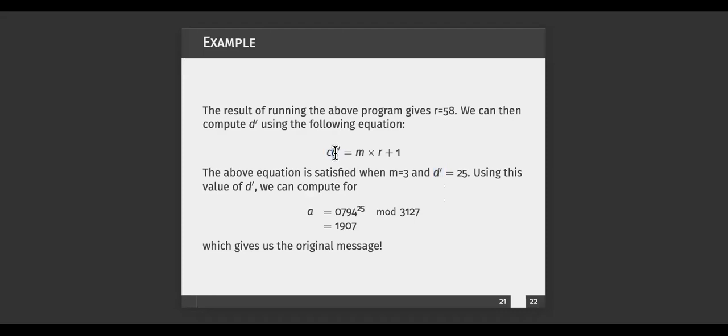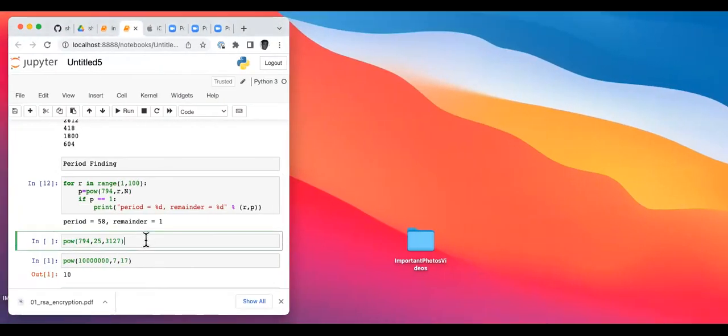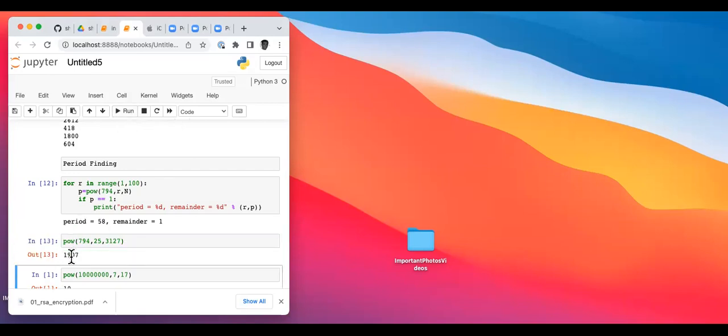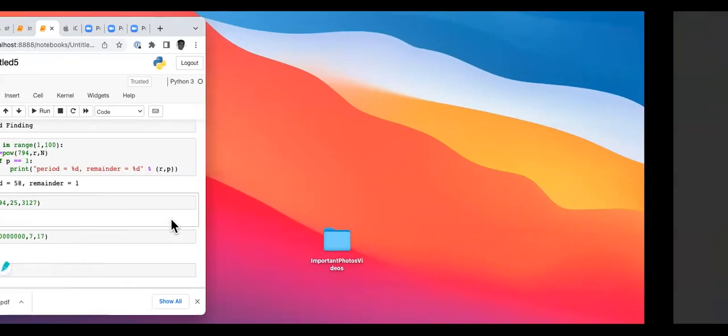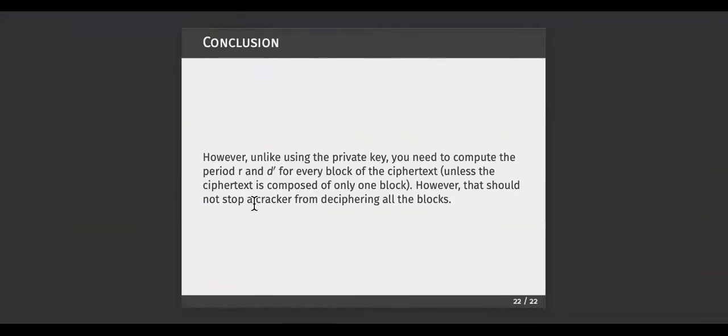Once you get d, it's just a matter of getting the power of this one here, which is your encrypted text, to the power 25, which is your d, modulo 3127. And it will give you your original message. So let's do that. This one here, 794. Just run this. Okay, 1907. This is your original message. So that's it. This is the conclusion.